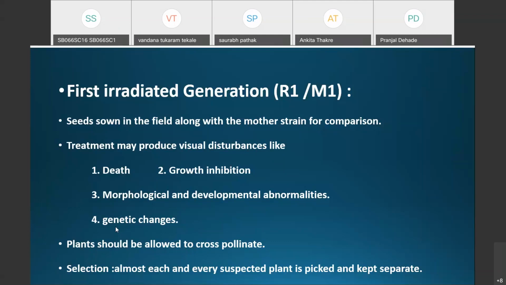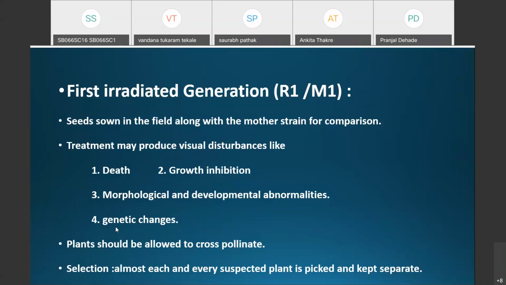Another important thing: these changes may immediately appear in the first irradiated generation, or they may not get expressed in the first generation, which is referred to as the R1 generation or the M1 generation. That means the mutations which take place may be recessive or dominant.